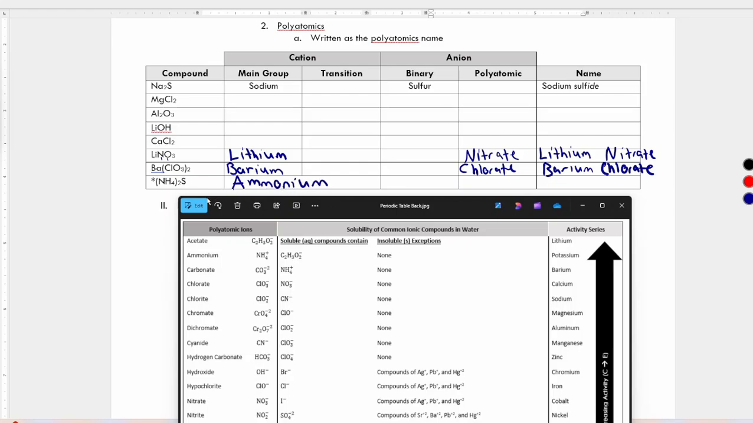This is ammonium. And then my anion is S. And we've seen S before. S is sulfur. We should know sulfur is a nonmetal. So this is ammonium sulfur. We change the ending to IDE. This is going to be called ammonium sulfide.